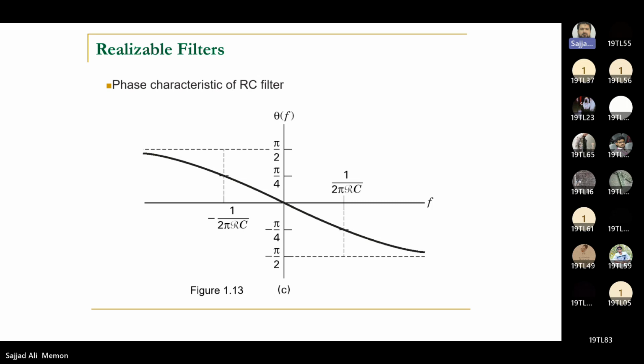This is the phase characteristic of the RC filter. On one side it is minus pi by 2, on the other side it's plus pi by 2, going from the second quadrant to the third quadrant, and on one side it is minus 1 over 2 pi RC, on the other side it is positive 1 over 2 pi RC.